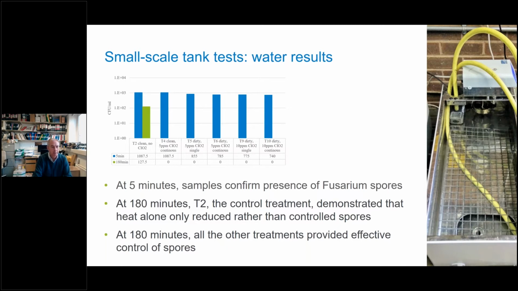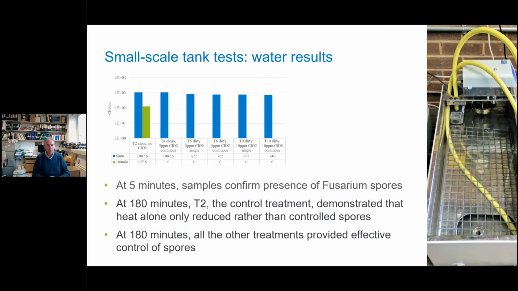If you quickly return to T2 and look at the difference between 5 minutes and 180 minutes, the slight improvement for 180 minutes is the effect of heat. So that is what 3 hours at 44 degrees does to spores. It will probably control about a third of the spores that are in the tank.